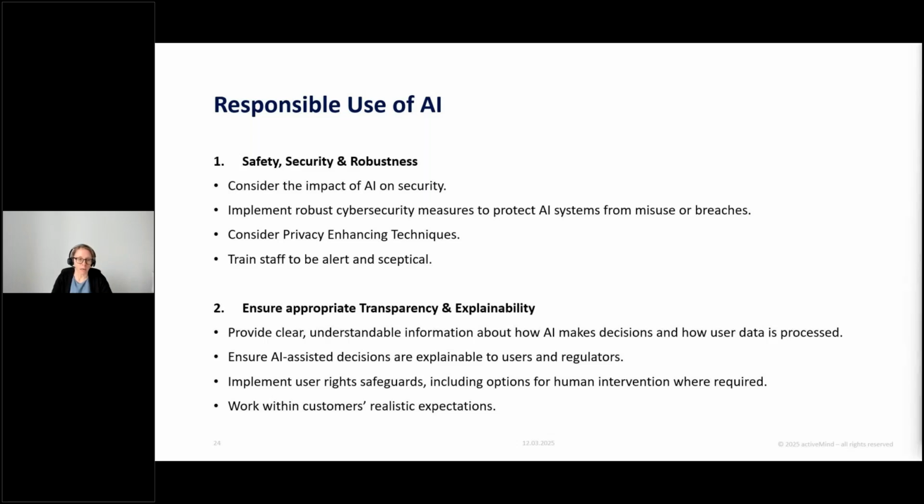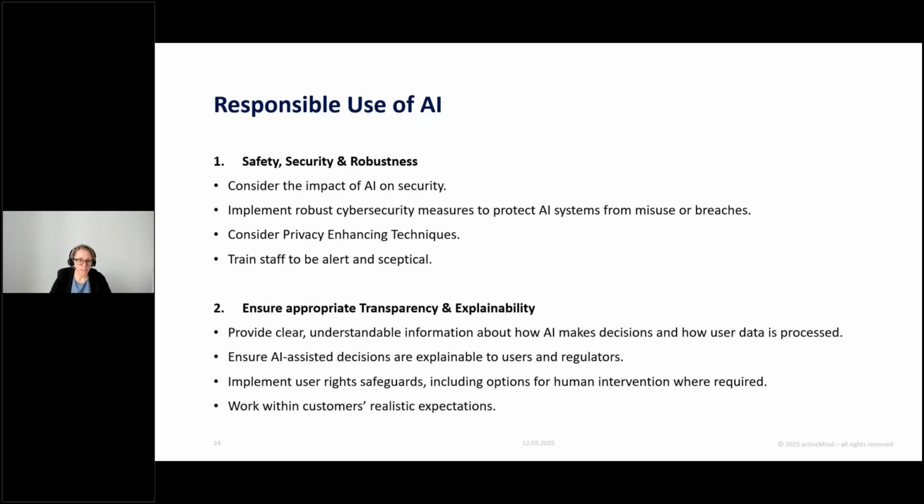So if you are using AI systems or you are developing AI systems, remember I mentioned the 5 principles in the beginning. Now I will go through those principles in a bit more detail and come up with examples of what you should do when using AI. I mentioned in the beginning, the first principle is on safety, security, and robustness.